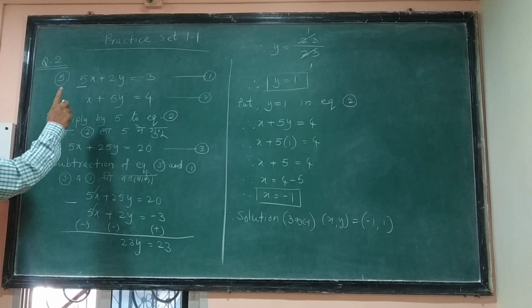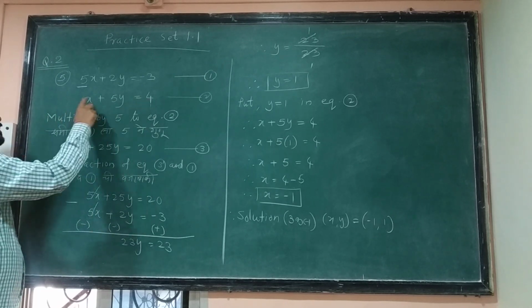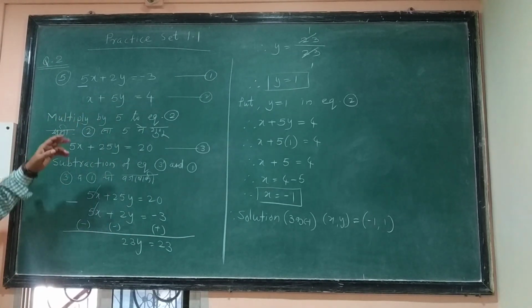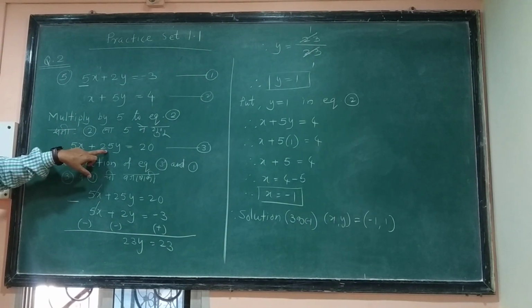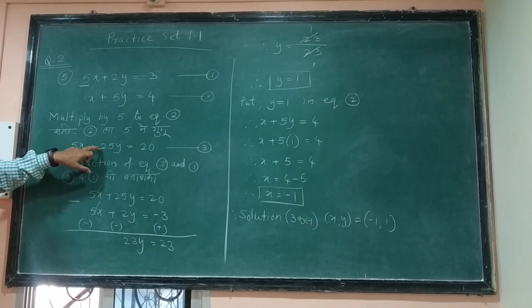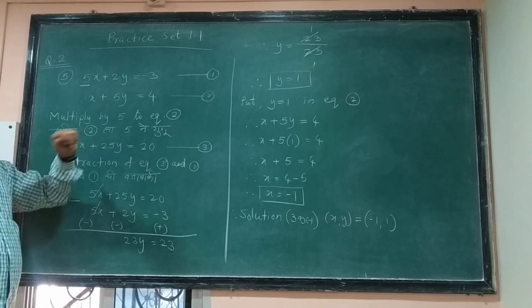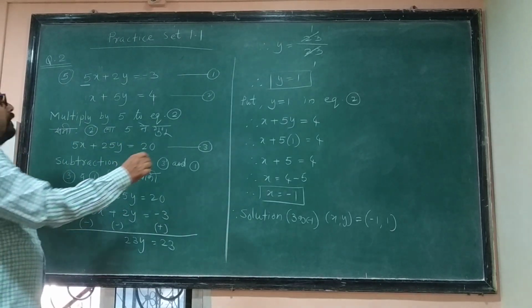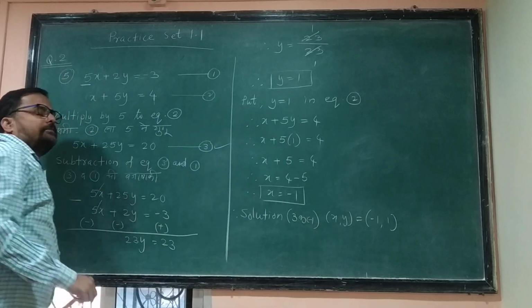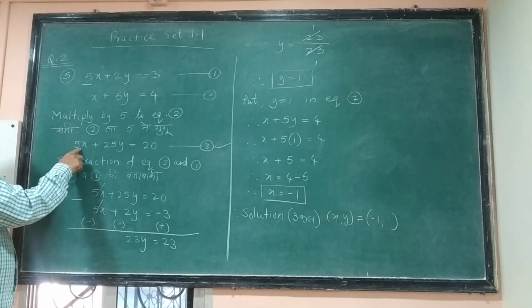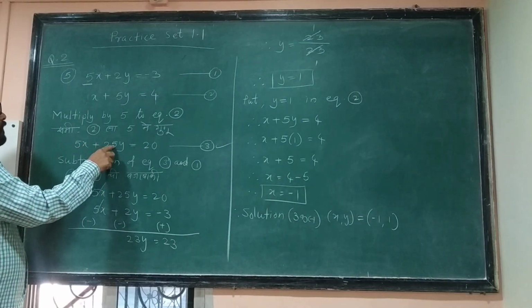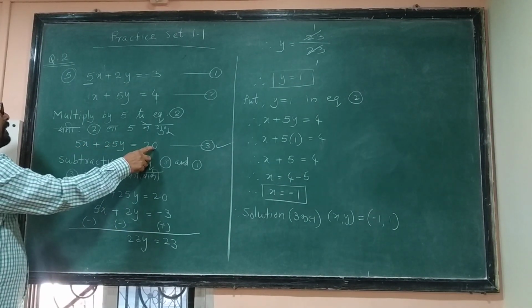Look, when we multiply the second equation by 5, we can get the equation 5x plus 25y is equal to 20. This one is the third equation. You can see which is the third equation: 5x plus 25y is equal to 20.